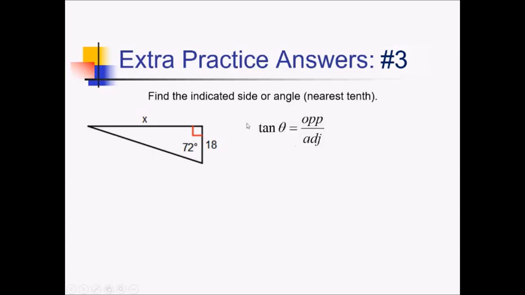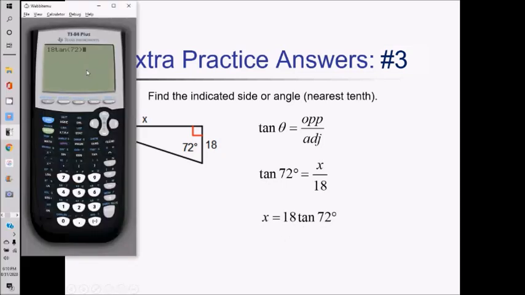So that means we have to use tangent equals opposite over adjacent. So we can write tan of 72 degrees equals my opposite side of x divided by my adjacent side of 18. And let's go ahead and solve for x now. So to do that, I just multiply by 18. So I have 18 times tan of 72. And now I'll just plug that in the calculator. So on the calculator, making sure we are in degrees mode, this is going to come out to 55.4 if I round off to the nearest tenth.